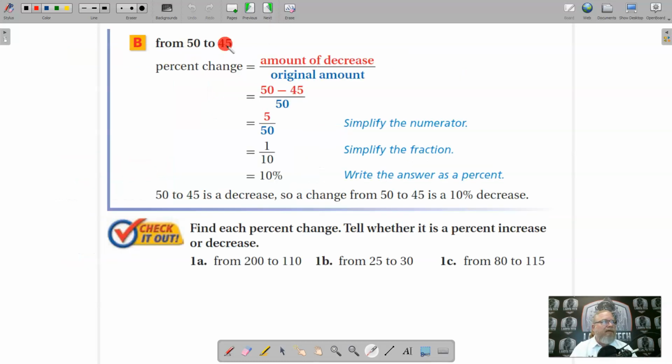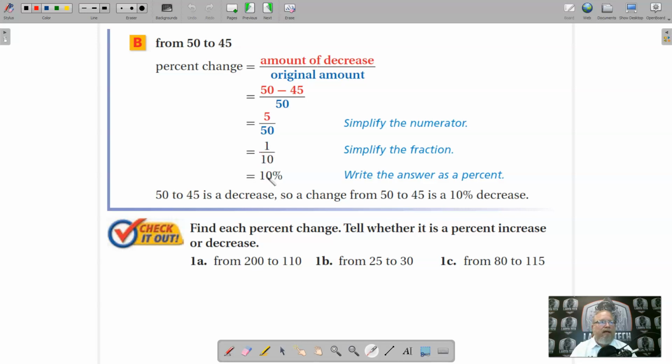Now we're going to go from 50 to 45. Our original amount is 50 and our new amount is 45, so this is a decrease. We need the difference between the original amount and the new amount, so the amount of decrease is 50 minus 45, which is 5. Remember, whether it's increase or decrease, the denominator is always the original amount, so we have 50 here. So 5 over 50. 5 divided by 5 is 1, and 50 divided by 5 is 10, so it's 1 over 10.